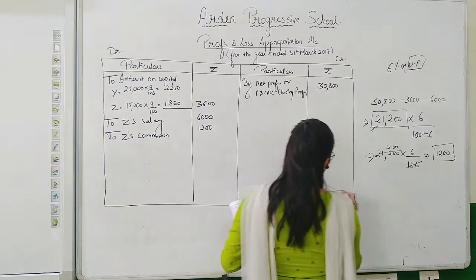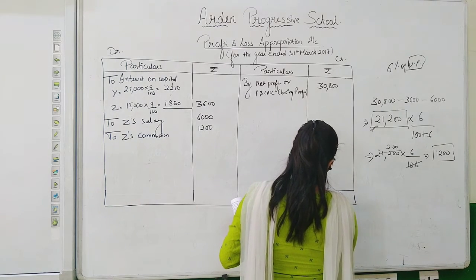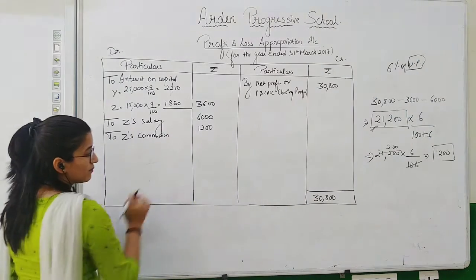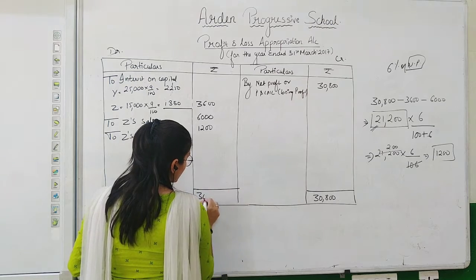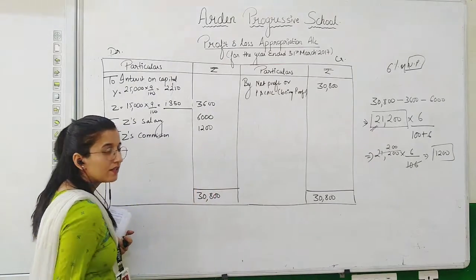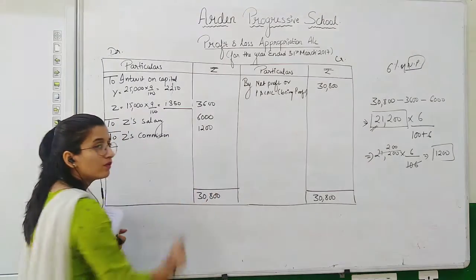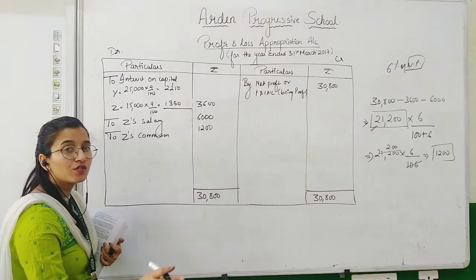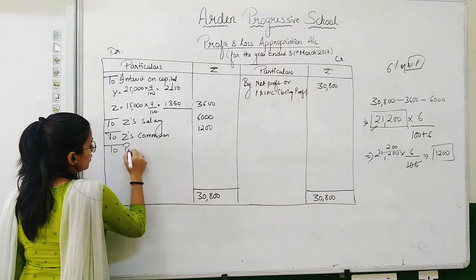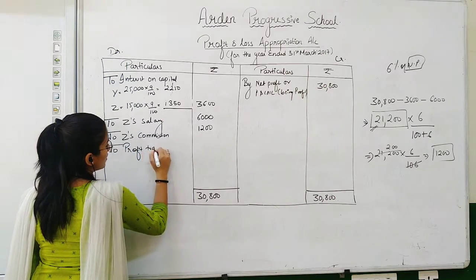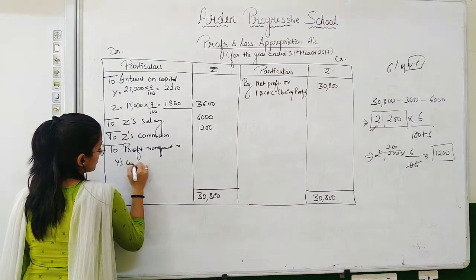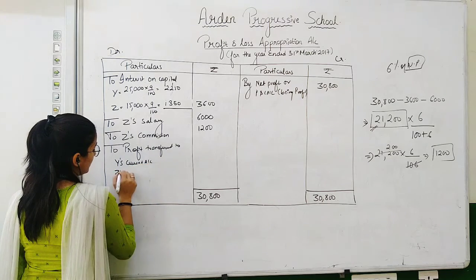Because we can see here credit side is having a greater value with the amount 30,800. So we will record the same amount on debit side also, 30,800. Now remaining amount, which will be considered as balancing figure, this amount will be the profit remaining for the distribution among the partners. So we will write here to profit transferred to Y's current account and Z's current account.